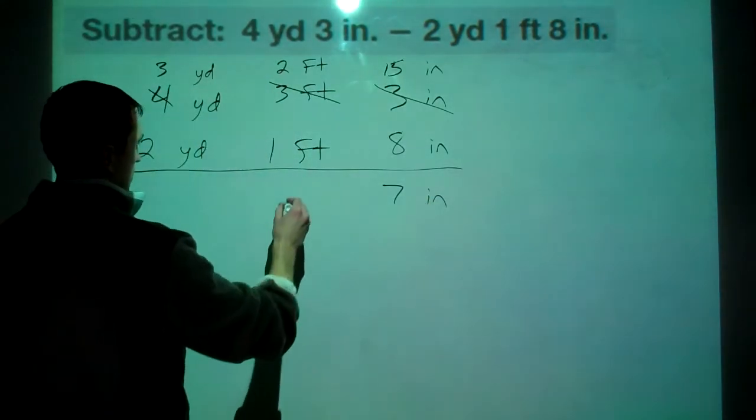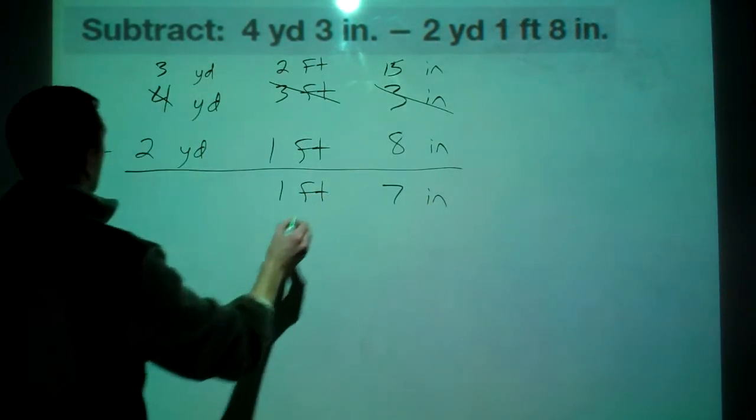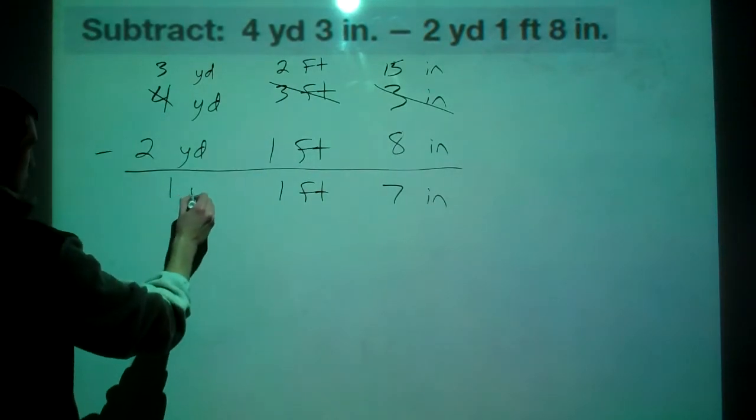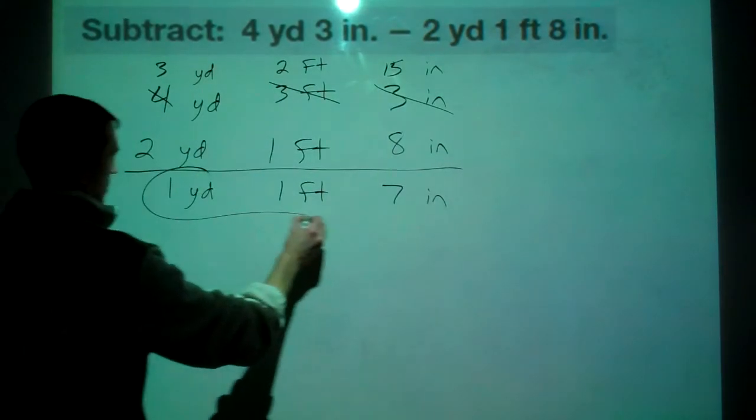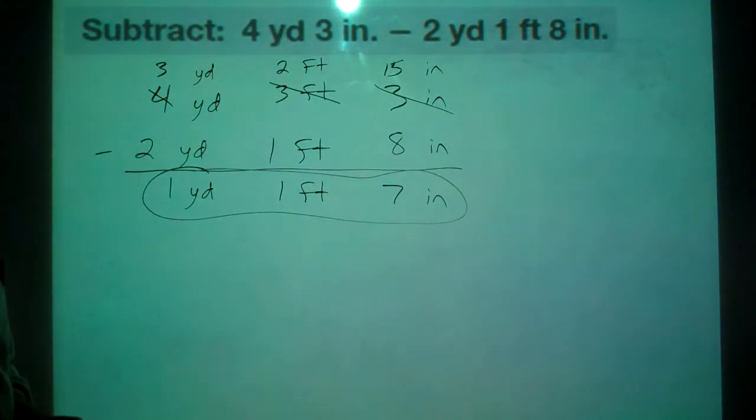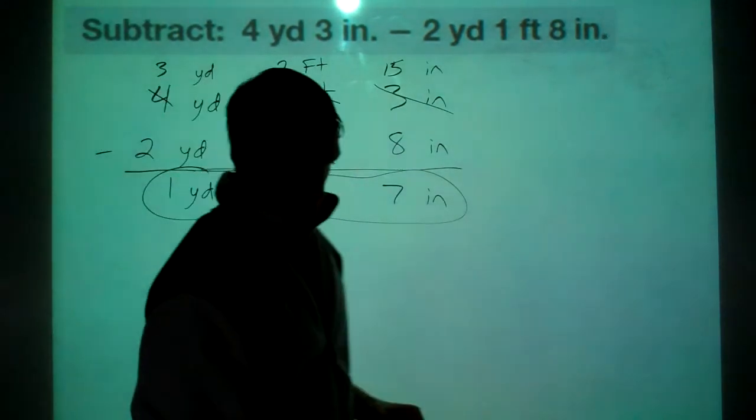2 minus 1 is 1 foot. And 3 minus 2 is 1 yard. So that would be our final answer. 1 yard, 1 foot, and 7 inches.